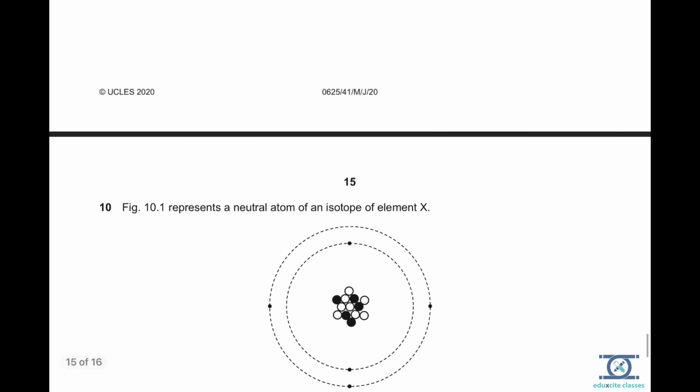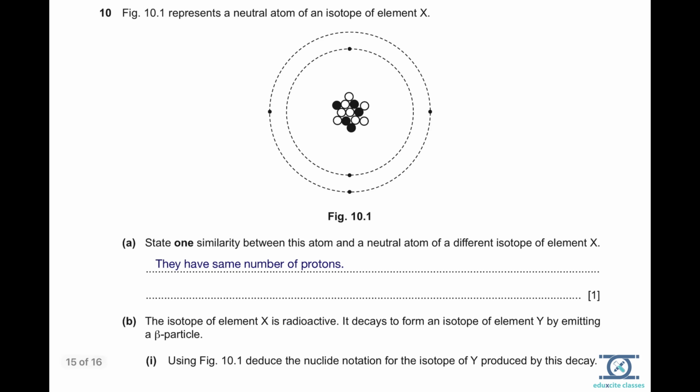Okay. Now the last question. This is a neutral atom of an isotope of element X. Give one similarity between this atom and a neutral atom of a different isotope of element X. So what is the similarity in an isotope? That they have the same number of protons.